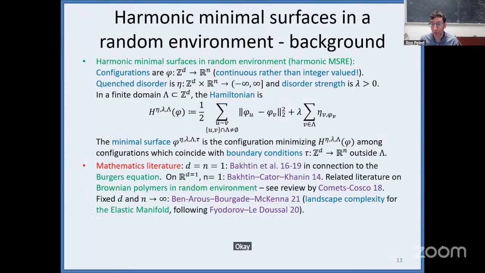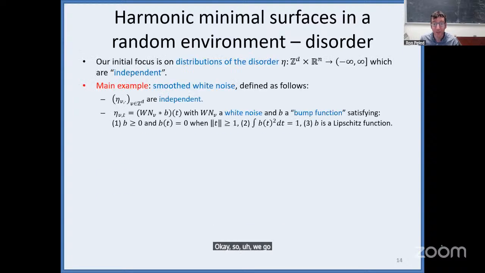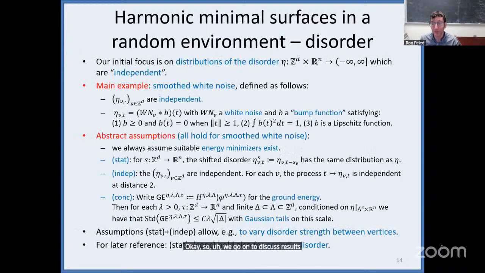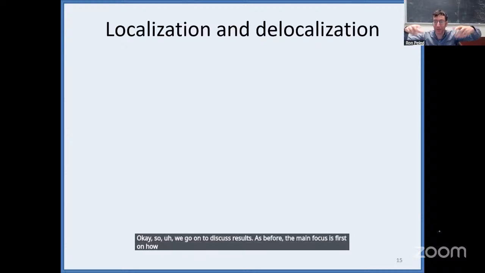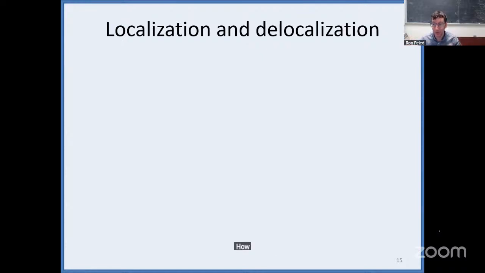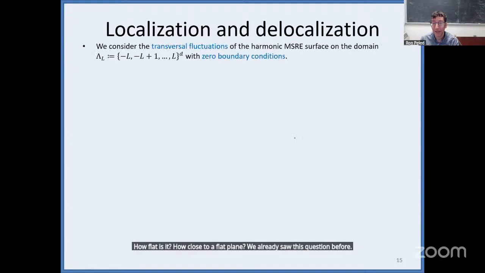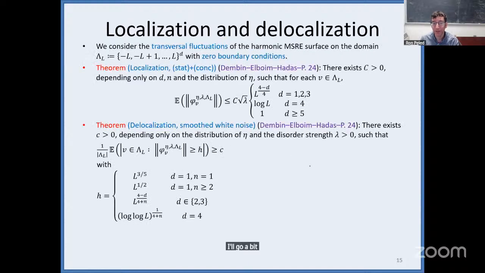Okay, so we go on to discuss results. As before, the main focus is first on how flat the surface is. I put zero boundary conditions. How flat is it? How close to a flat plane? We already saw this question before. I'll go a bit quickly on this slide. I'll mostly focus on a table.